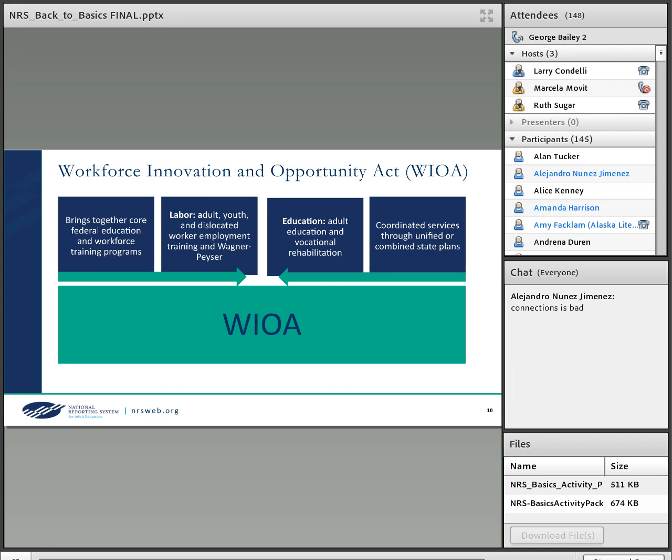And the key partners being the Department of Labor programs, with the Adult, Youth, and Dislocated Worker programs, and the Wagner-Peyser. In adult ed, of course, it brings together our program and also voc rehab within education. And the idea behind WIOA is for the state to coordinate these services and embody that in its state plan, either a unified or combined state plan. That's kind of the general idea.